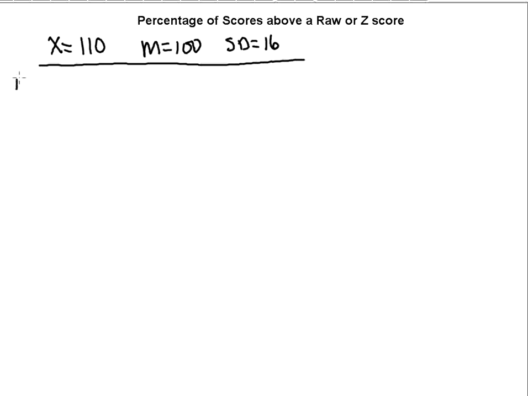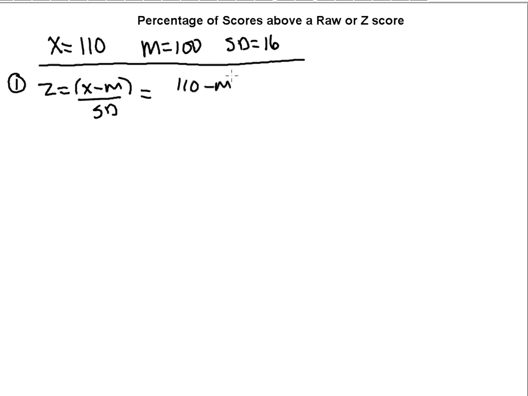So let's look at step number 1. Step number 1 is to convert our raw score into a z-score. We can do that with our formula z equals x minus M divided by standard deviation, or SD. What's nice is that all this information is given to us from above. We can just plug in all these numbers into the formula.